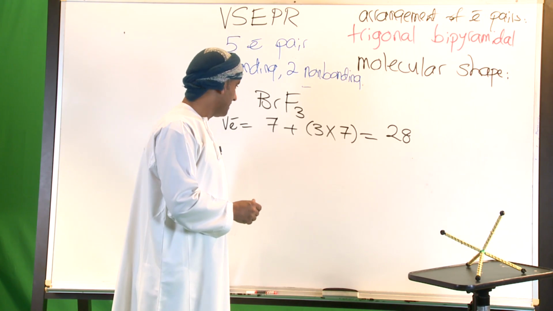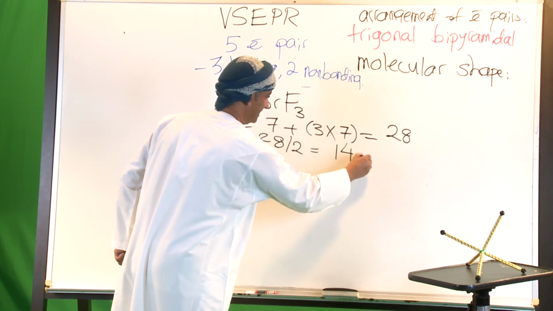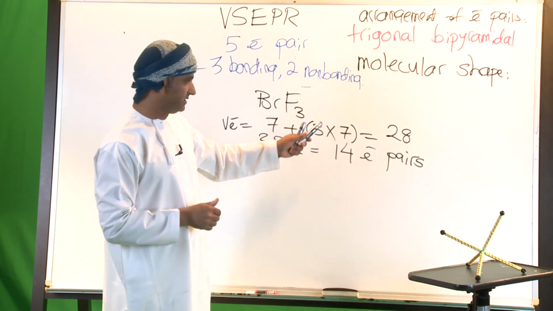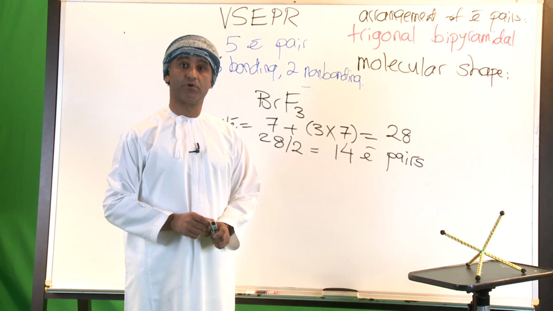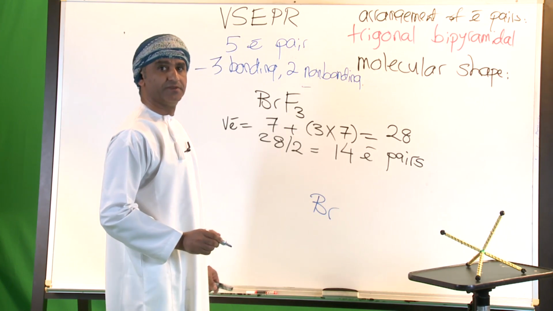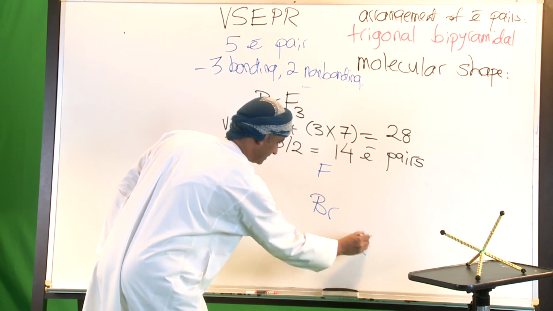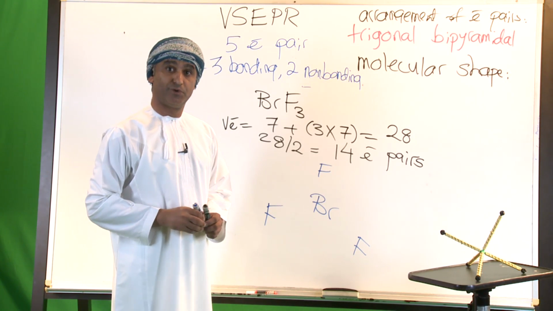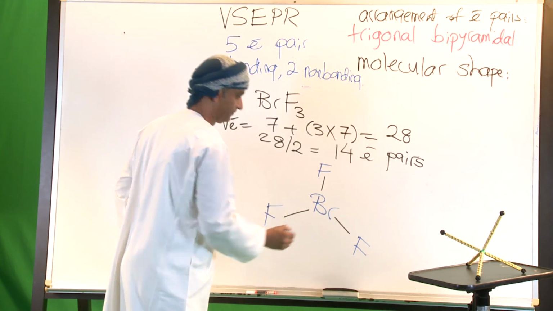Now if we divide that number by 2, so 28 by 2, we get 14 electron pairs, so 28 valence electrons total, 14 electron pairs in this bromine trifluoride case. We draw the central atom, so that's bromine, and the surrounding fluorine atoms, and there are 3 of them, so that's 1, that's 2, and that's 3. And then we draw a single bond between the central atom and each of these surrounding fluorine atoms, like that.